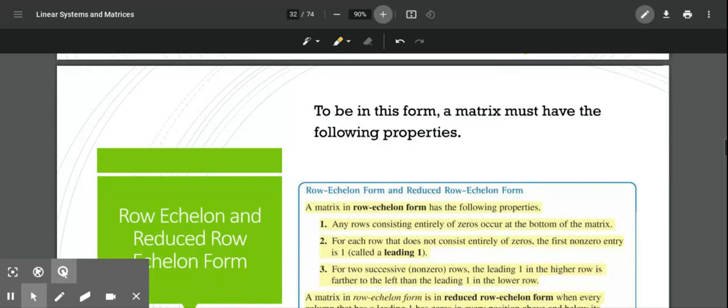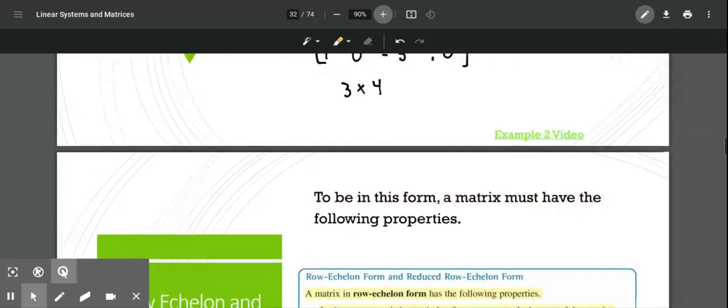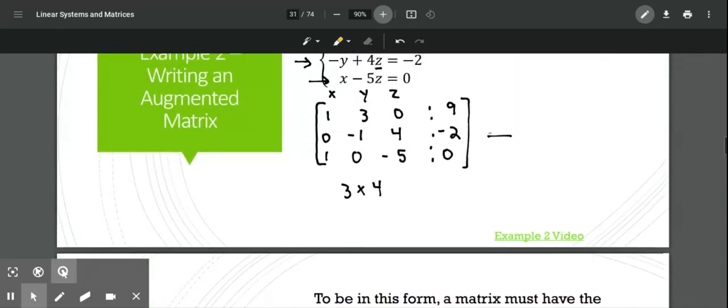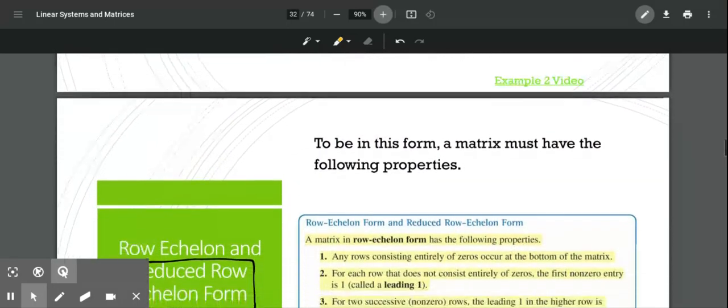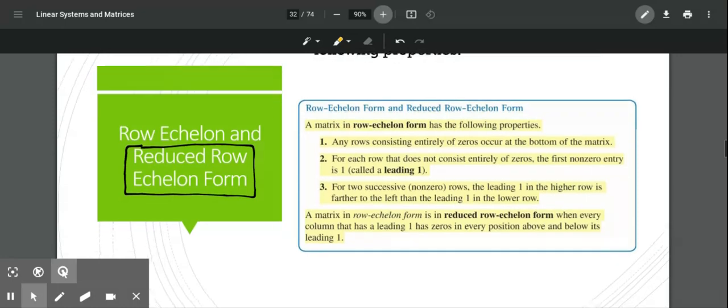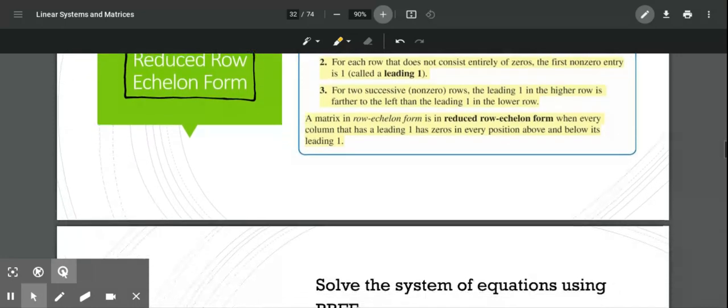So the next thing we're going to talk about is the row echelon and reduced row echelon form. And we're really just going to focus on the reduced row echelon form, because what happens is we can take our matrix from augmented form, which remember was this right here, and we can use our calculators to get it into reduced row echelon form, which actually will solve our system of equations for us.